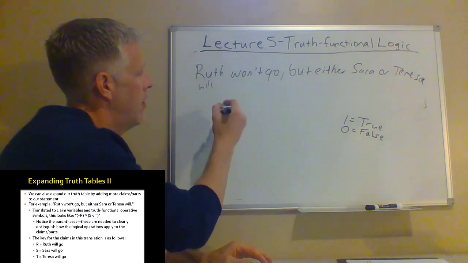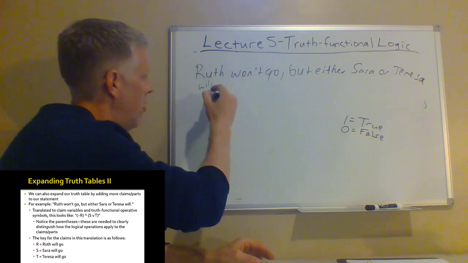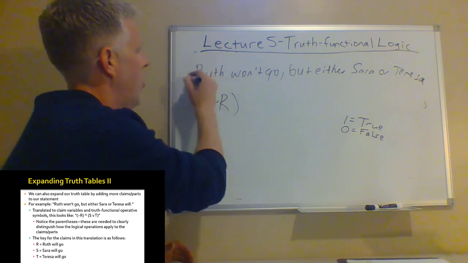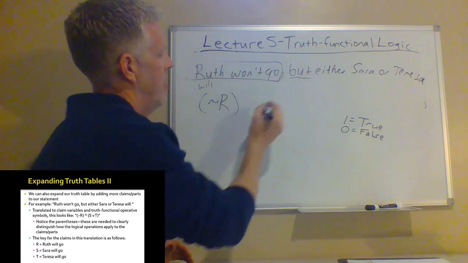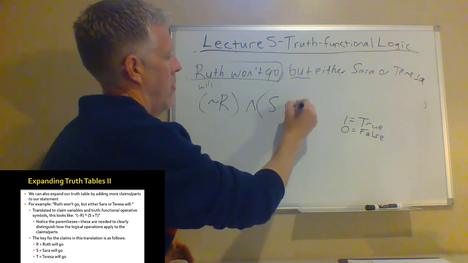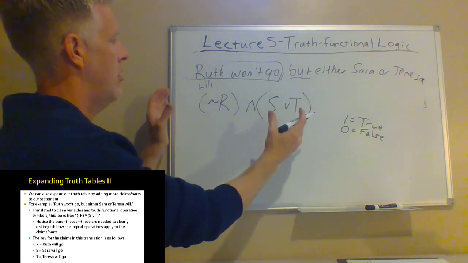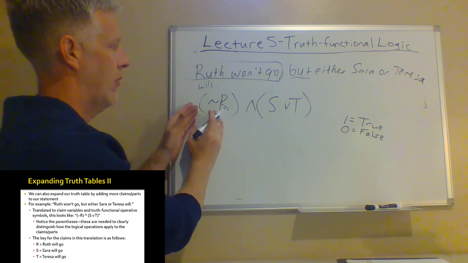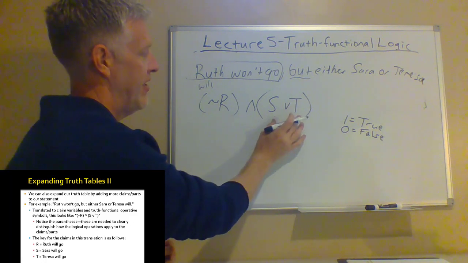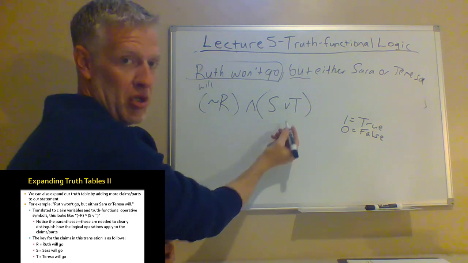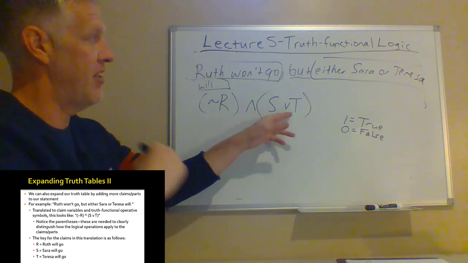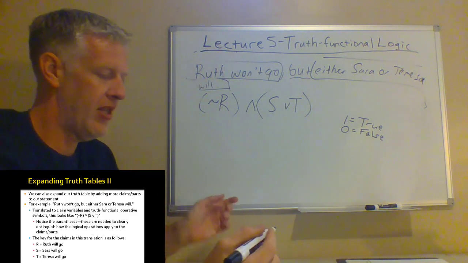If we were to translate this, right, we have Ruth won't go. Right? So to me, overall, this seems like a conjunction. Right? We have Ruth won't go, and then but, so it's another, either Sarah or Teresa will. So overall, it's a conjunction. On the one hand, we're told Ruth won't go, okay, but Sarah or Teresa will. So the right conjunct, there's actually a disjunction as well. Because this is the right conjunct, and it's actually a compound claim in itself. And so, again, much more complicated than the basic stuff we started with.